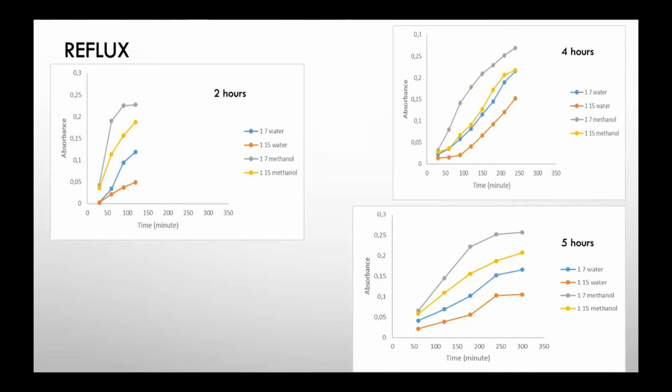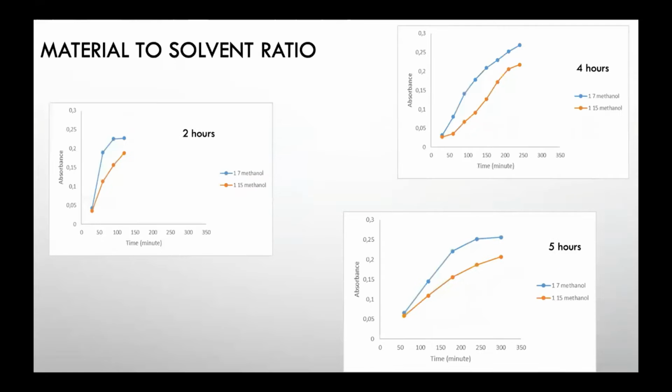So the materials to methanol solvent ratio was further discussed. An extraction results of Mangifera indica by reflux method with methanol with different material to solvent ratio are shown in this slide, where we can see that the 1:7 material to solvent ratio gave higher absorbance result than the 1:15 ratio. A greater amount of solvent produced a lower absorbance because a large amount of solvent diluted the sample containing color substances.